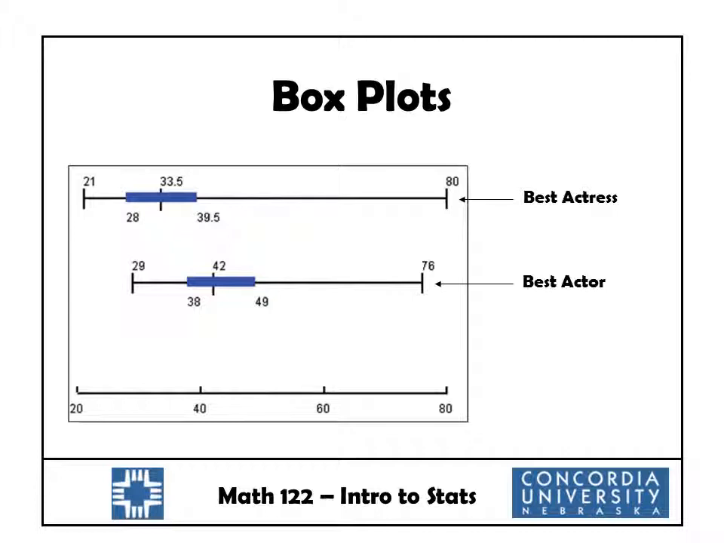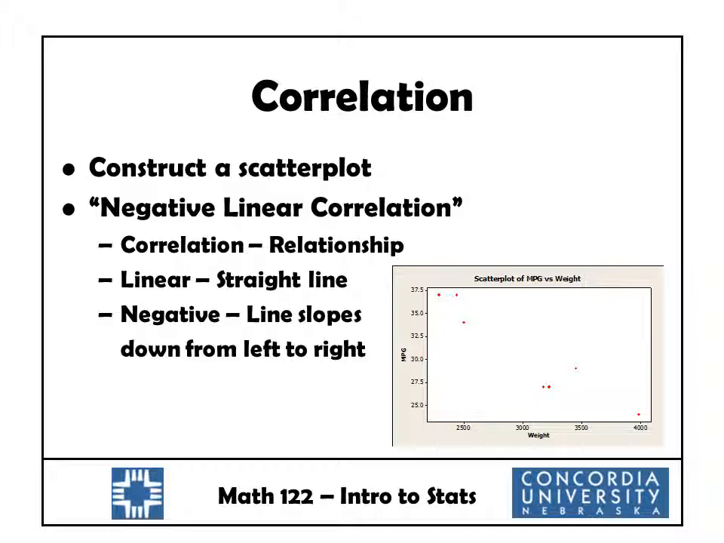In chapter 10 we talked about correlation. Correlation is just a fancy name for relationship. So we started off with a scatter plot of the variables weight and miles per gallon of a car, and we saw that as we move from left to right, the dots move down. That means that as weight increases, miles per gallon decreases. So we say that those 2 variables, weight and miles per gallon, have a negative linear correlation. Again, correlation is a fancy name for relationship. Linear means that those dots almost form a straight line, and negative means that the line slopes down from left to right.